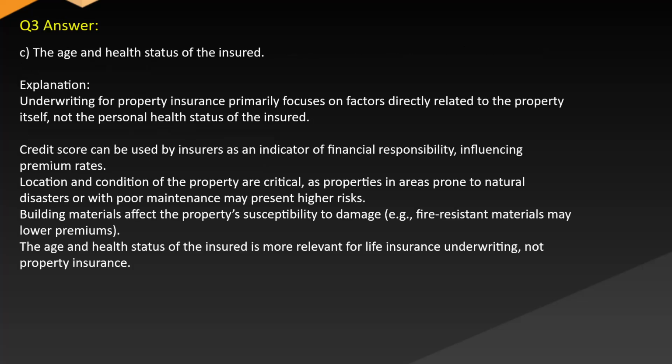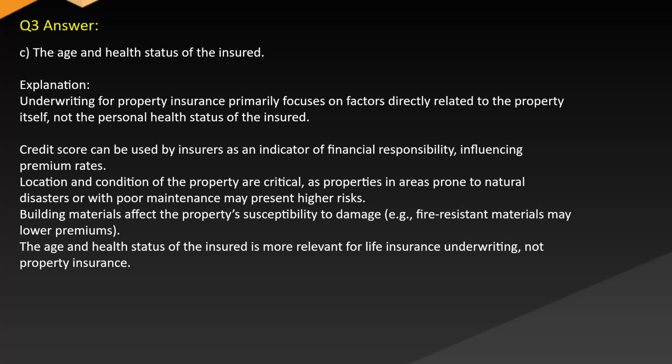Answer: C. The age and health status of the insured. Explanation: underwriting for property insurance primarily focuses on factors directly related to the property itself, not the personal health status of the insured. Credit score can be used by insurers as an indicator of financial responsibility influencing premium rates.